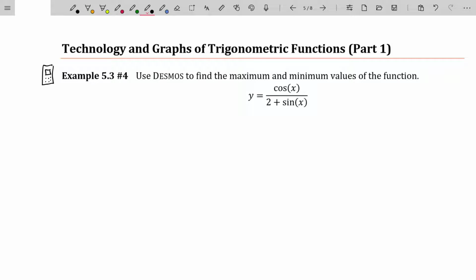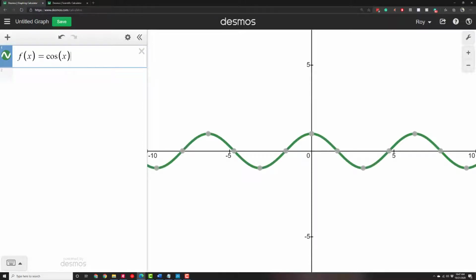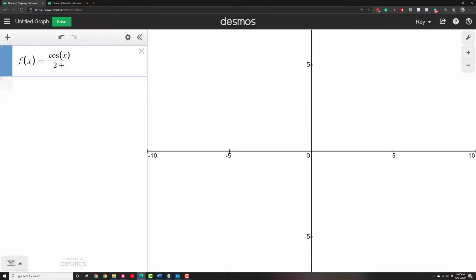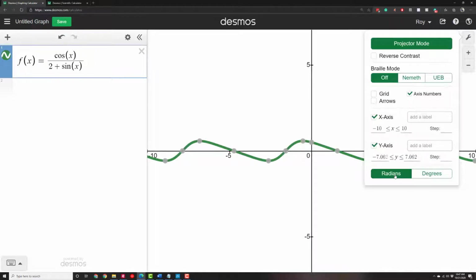We're going to use technology to graph this and find the maximum and minimum values of the function. So we're at Desmos right now, and I'm going to graph it as f of x, so that I might be able to evaluate if I need to. It is the cosine of x divided by 2 plus the sine of x. And as I mentioned in a previous video, if you're going to graph in radians, make sure you're in radian mode. This is the default in Desmos, so we are already in radian mode.